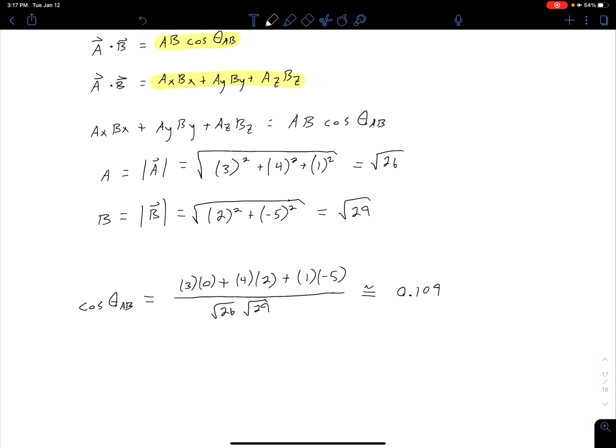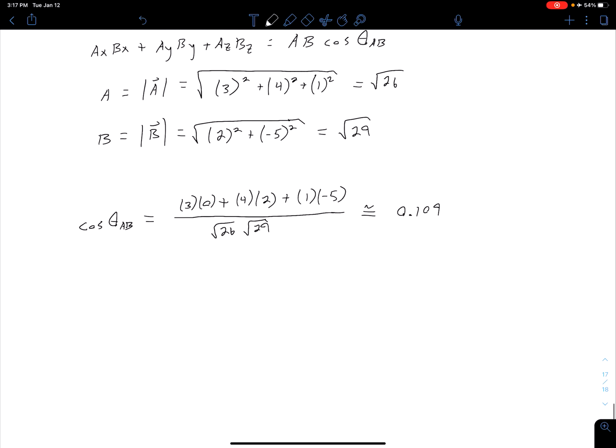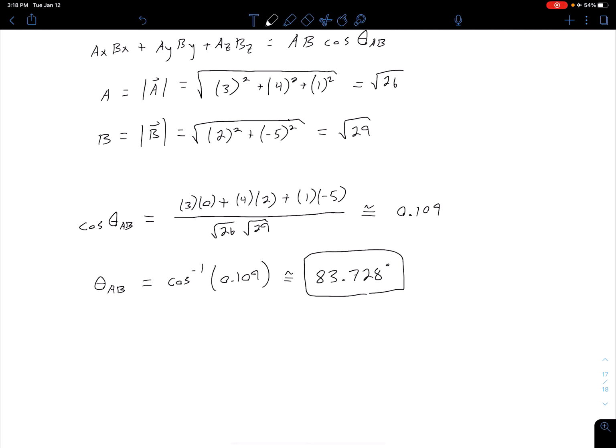Now, of course, if we're looking for this angle theta AB, we want to take the inverse cosine of that. So we can say theta AB is equal to the inverse cosine of 0.109. And if we use stored values, that ends up being approximately 83.728 degrees. So there we found our angle.